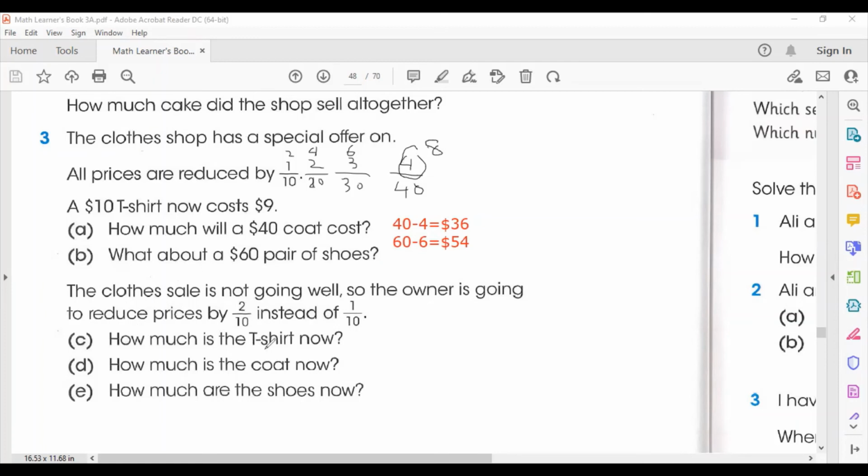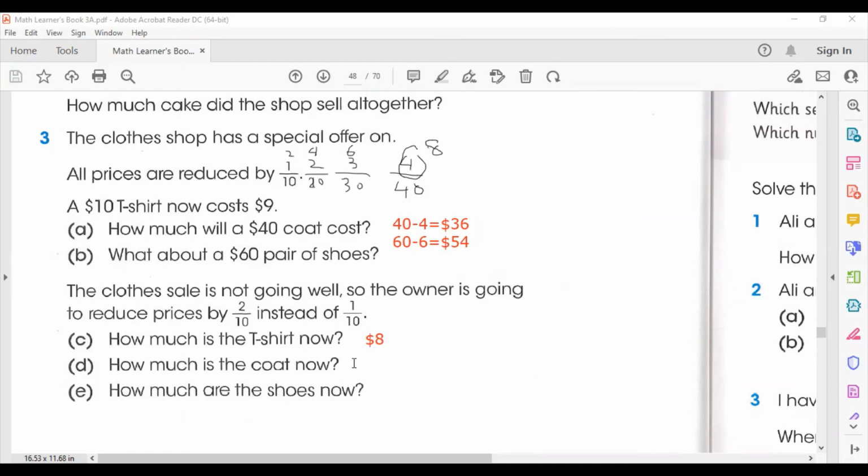So how much is the t-shirt now? T-shirt first $10, now the cost $9 if there is only one out of 10, $1 discount. Now it's more discount, or double discount. If first out of $10 $1 discount, now $2. So 10 minus 8 equal 2, so $2 discount. So it means the price for a t-shirt is now $8. We write here $8.